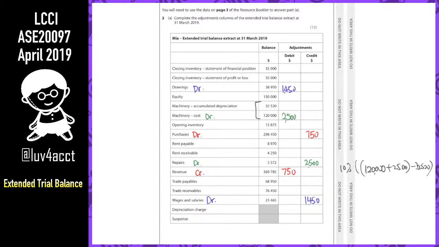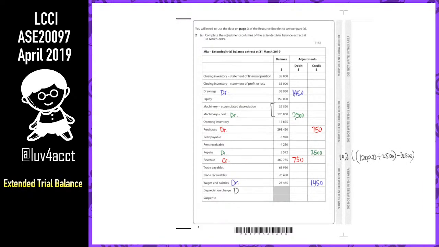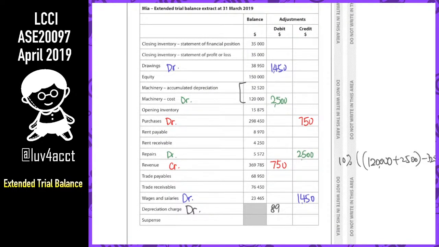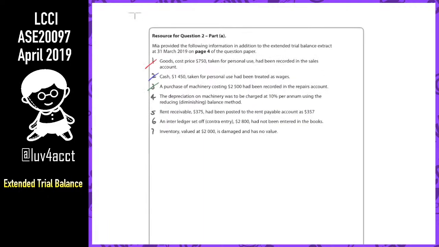120,000, 2,500, 32,520, 10%. It would be 8,998. Depreciation charge is on the debit side because it is an expense. So 8,998 here, and then we put in the accumulated depreciation account, which is a credit, contra asset account, 8,998. Okay, next.